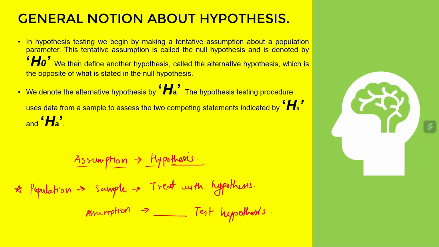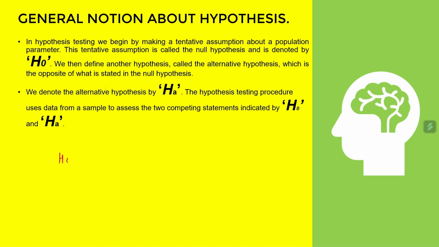For now, let's understand the actual terminologies. This tentative assumption is called the null hypothesis and is denoted by H0. We have two kinds of hypothesis, which are null hypothesis and alternative hypothesis. The null hypothesis we denote by H naught, and the other is the alternative hypothesis, which is denoted by HA. So H naught for null hypothesis, HA for alternative hypothesis.